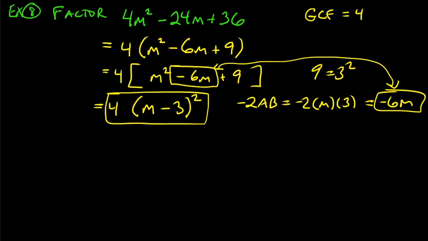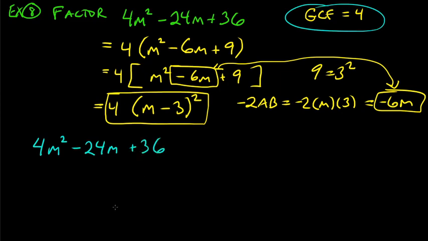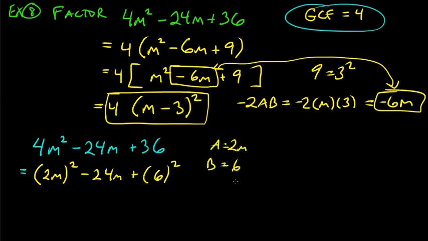Okay. Now, I recognize that some of you probably didn't bother factoring out the GCF. The point is you don't have to. In this example, if you don't factor out the GCF, then you can factor it the following way. You can say, well, look, 4 is a perfect square. It's just 2 times 2. So my a is 2m. We'll look at the 24. And 36 is just 6 times 6. So b is 6. So a is 2m and b is 6.